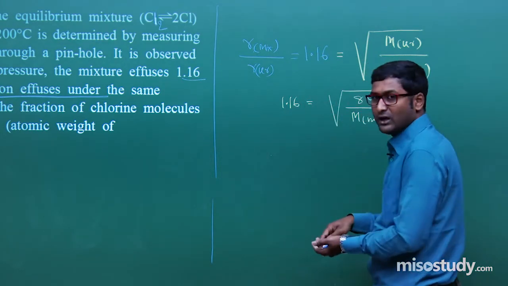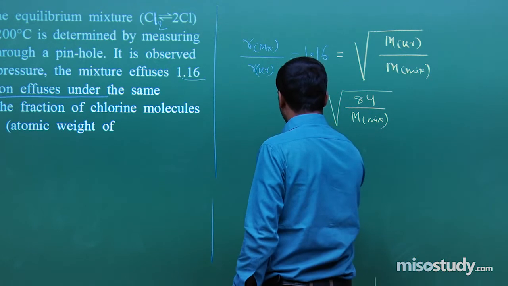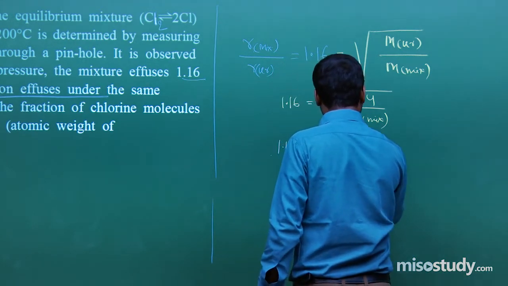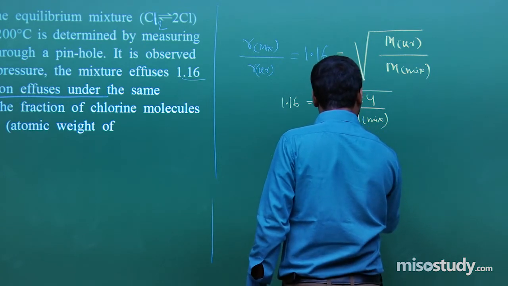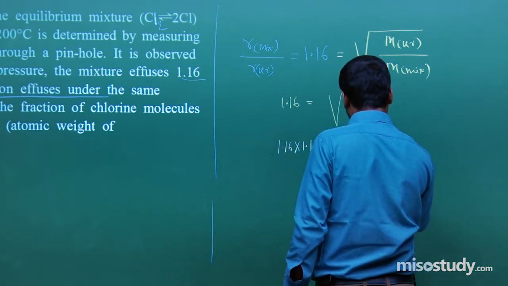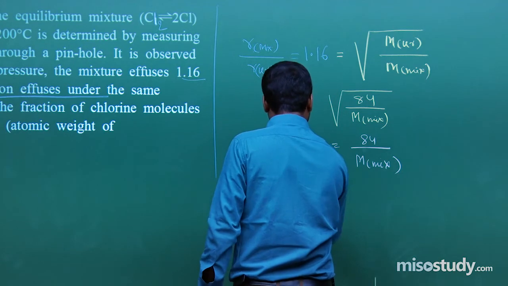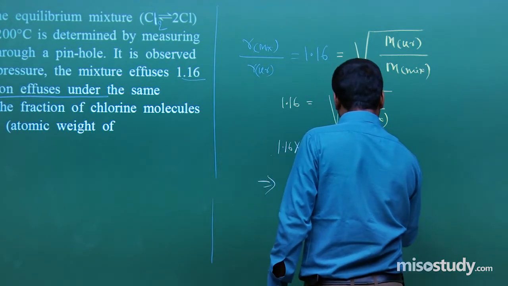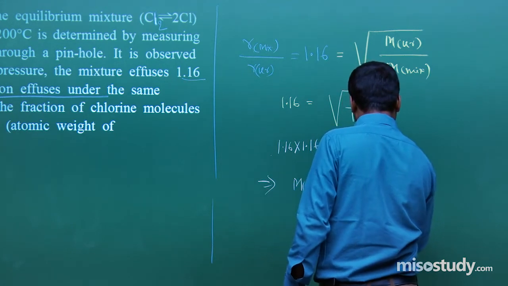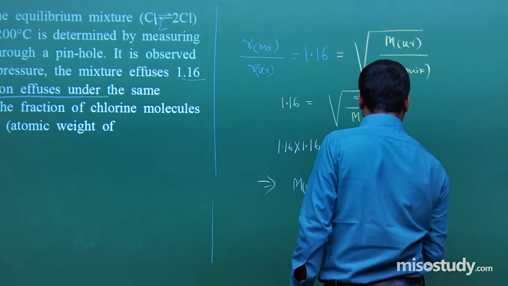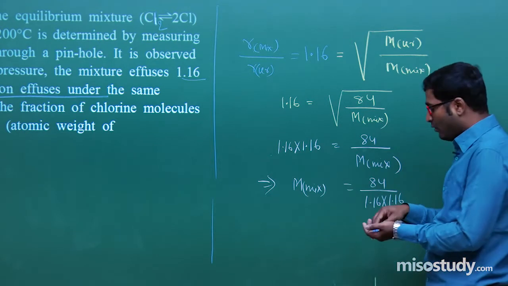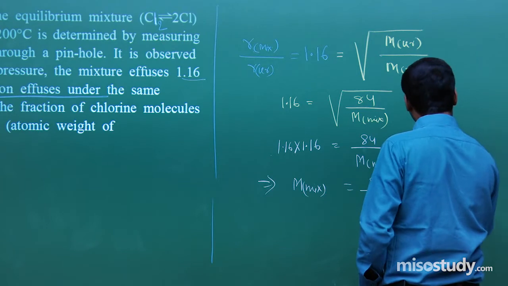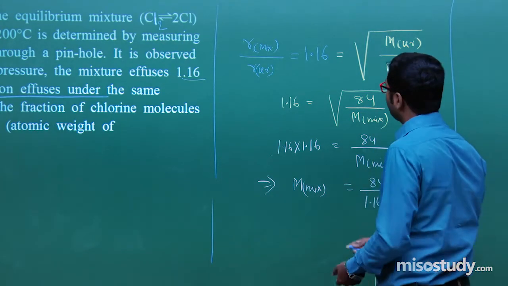Clear, friend? Now what will happen in this case? Multiply 1.16 into 1.16, it is equal to 84 upon molar mass of mixing. Now M mixing will be equal to 84 divided by 1.16 into 1.16. Clear to you? Now when we divide this one, then we get 62.4 gram. Clear? This is the first part of the question.